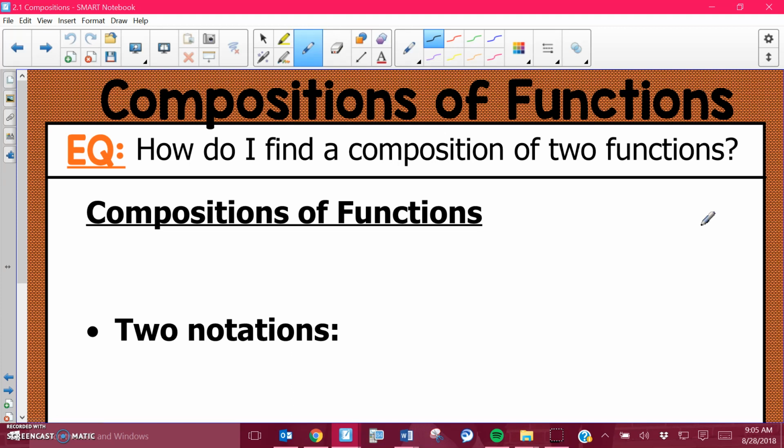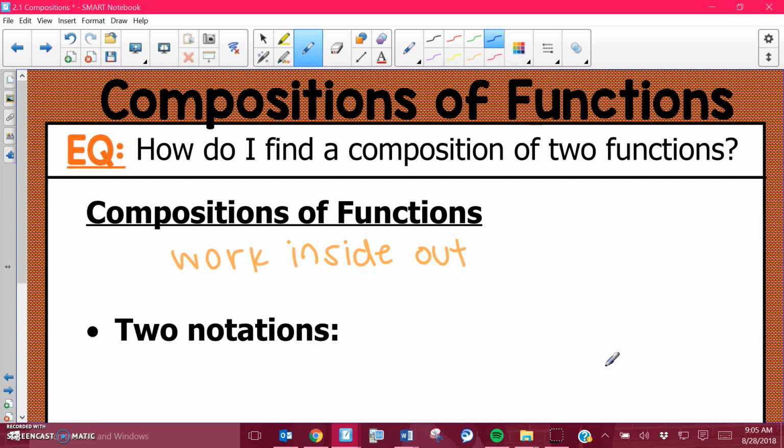So they're going to give you two different functions and they're going to ask you to kind of put them together. So the big deal with a composition of functions is that we need to work from the inside out. So we're always going to start with the innermost parentheses, and then we're going to go from there.